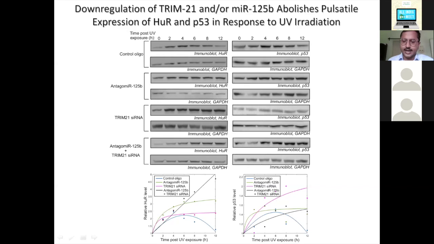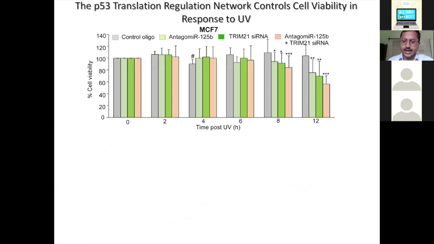So basically, we have also now seen whether this can actually affect the function of the cells, whether it actually affects the phenotype, because this is just the molecular level that we have seen. And we have seen that yes, if we use antagomir 125B and TRIM21 siRNA, remember this will cause P53 to keep on increasing, and P53 keeps on increasing, it will cause apoptosis of cells. So here, therefore, we see that there is a decrease in cell viability.